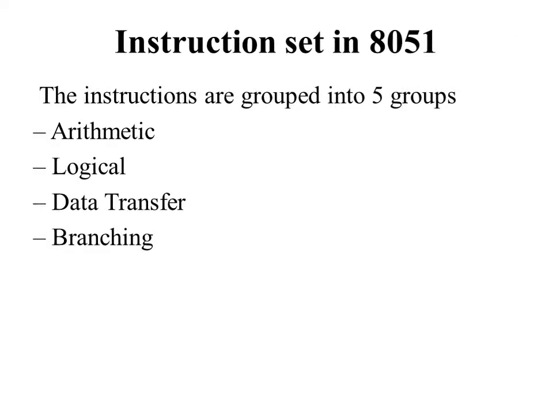Next is the instruction set in 8051. The instructions are grouped into groups: arithmetic instructions, logical instructions, data transfer instructions, and branching instructions. First, arithmetic instructions. Whatever basic arithmetic operations are performed on the operands are your arithmetic instructions.